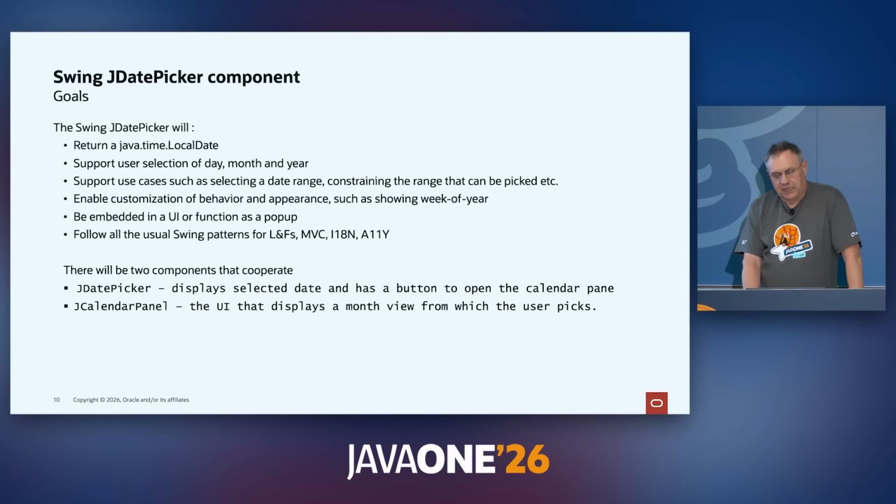So we want to be able to select the day, month, year. I'd still kind of like to find a way to make it easy to get a time out of it, but that's not a goal right now. Maybe we'll just show how to do that with your own code. Select a date range, constraining the range, customize it in a bunch of ways.